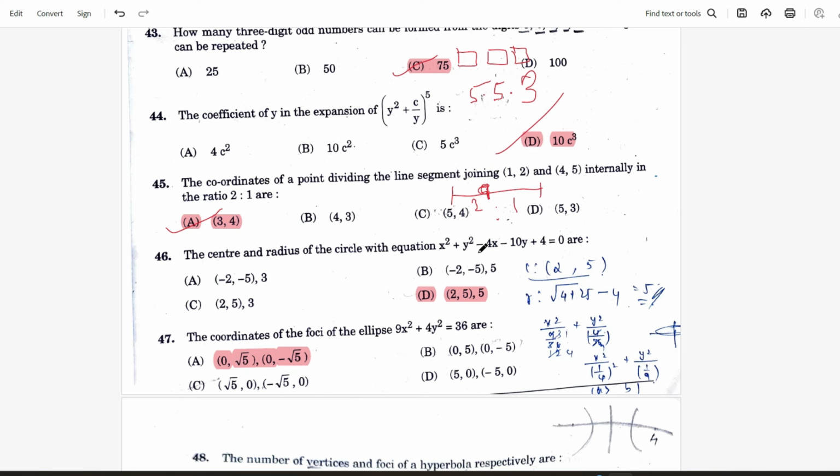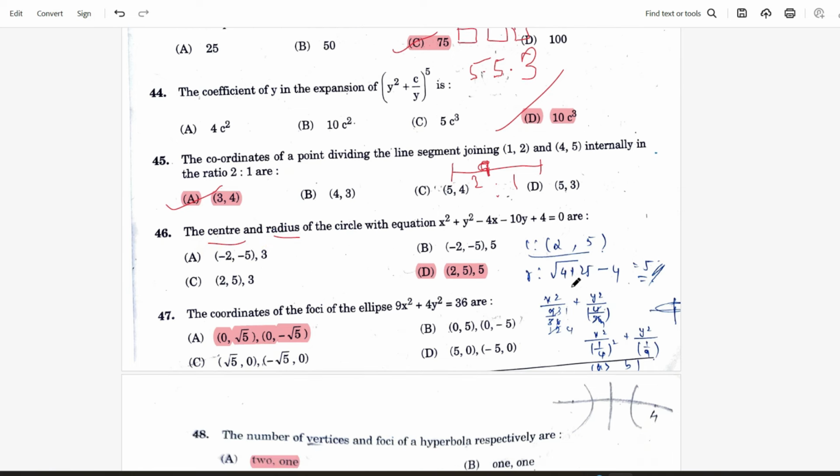Then, the center and the radius of the circle. The equation of the circle is given, and we need to find the center and the radius. Here the center is minus g comma minus f, that is minus of minus 4 by 2, which is 2, and 10 by 2, which is 5.